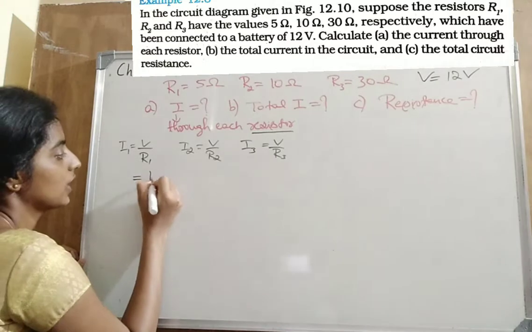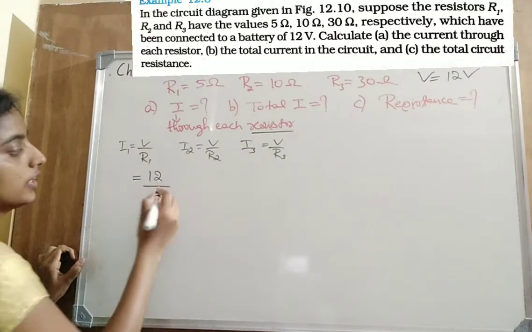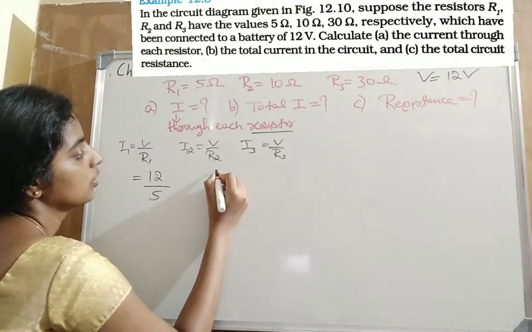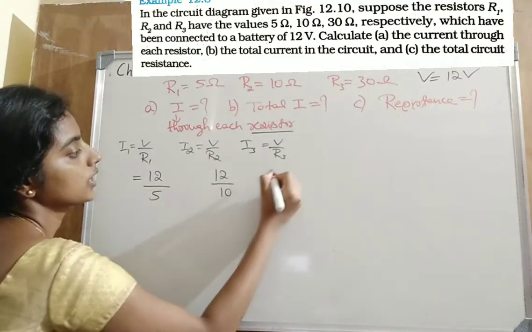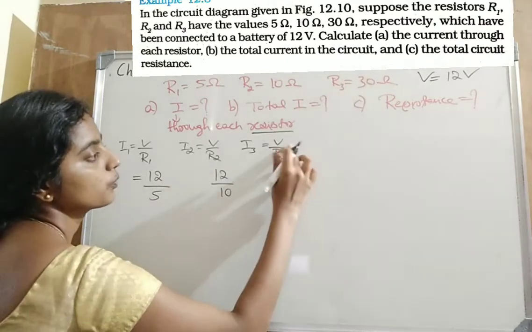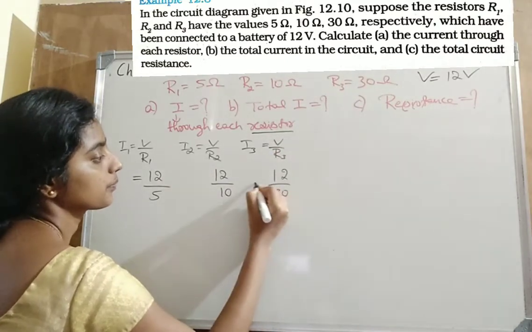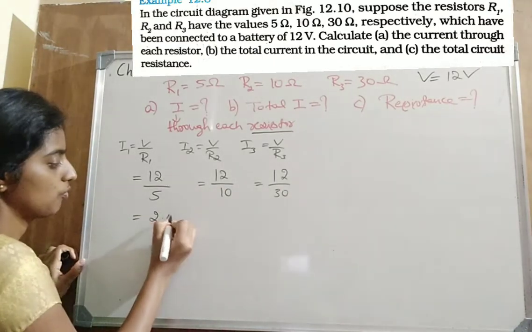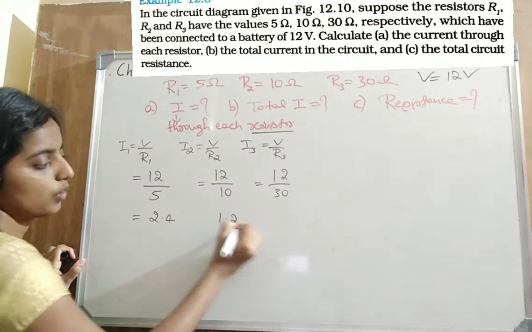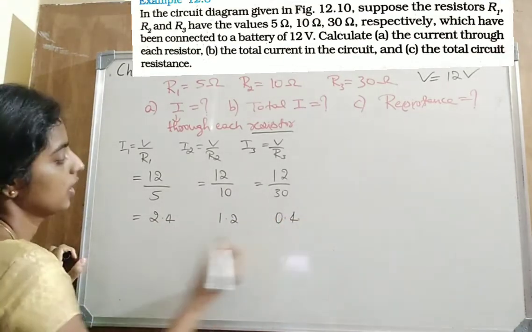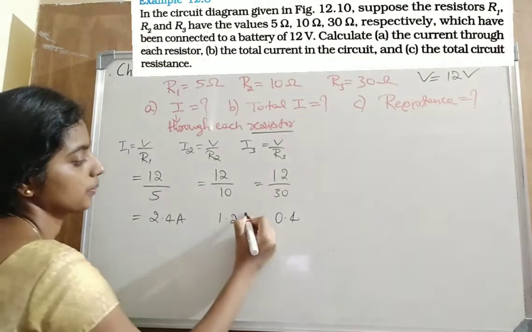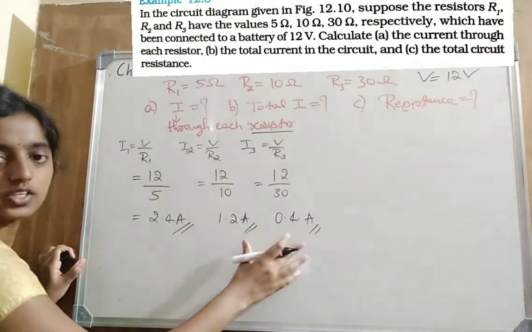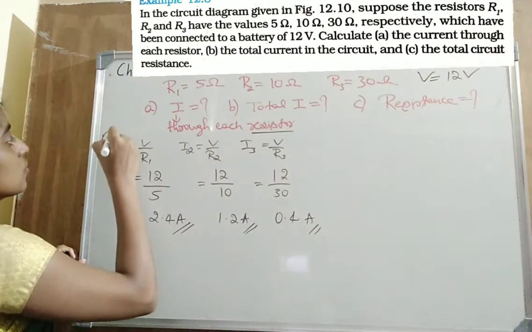We know the V value, that is 12, and in a parallel circuit the voltage will be the same for all the resistors. So substitute the values: 12 by what is R1, 5, and here what is R2, that is 10, and here R3 and V is 12 by 30. Calculate, and we'll get 2.4 and here we'll get 1.2 and 0.4, and the unit of current is ampere. See, we got the current across each resistor. This is our first question.